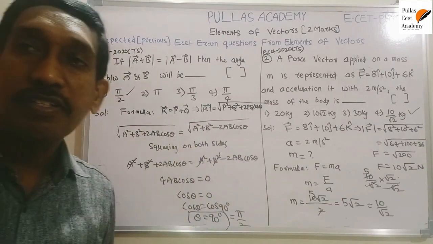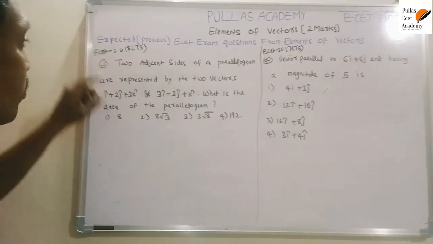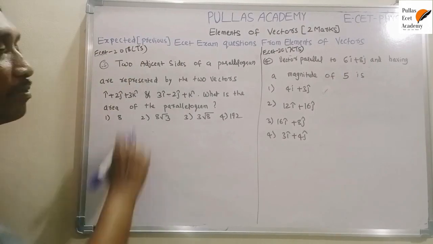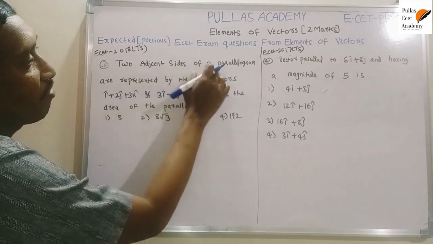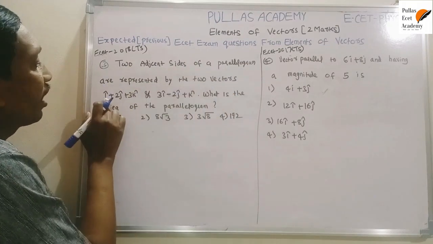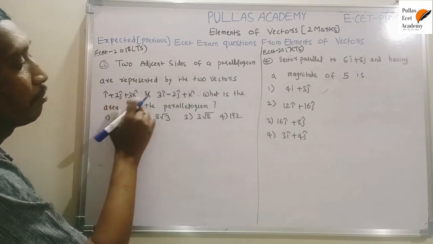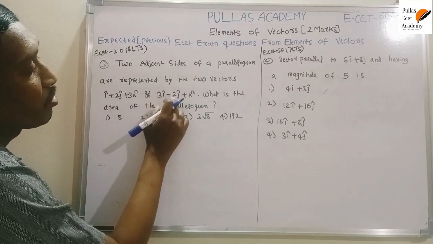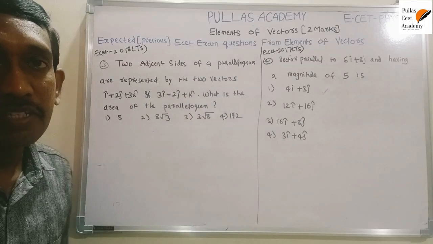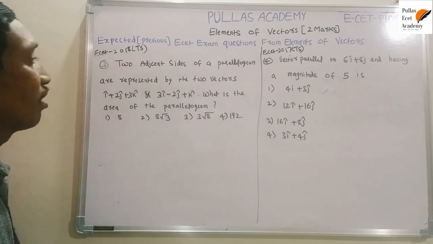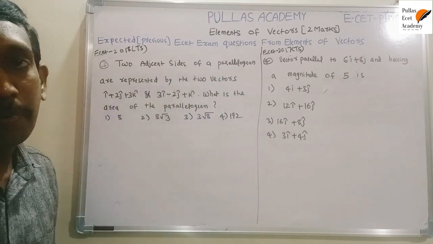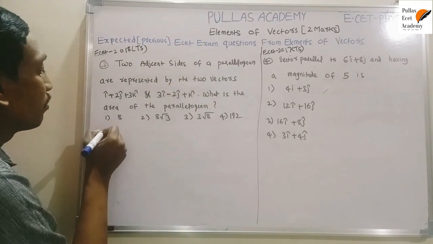So this is the second question. The next question is repeated in the EAMCET 2018 TS paper. The question is, two adjacent sides of a parallelogram are represented by the two vectors i cap plus 2j cap plus 3k cap and 3i cap minus 2j cap plus k cap. What is the area of the parallelogram? Given these two vectors act as adjacent sides of the parallelogram, what is the area?